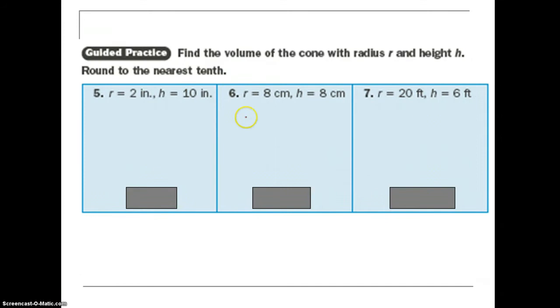Try numbers 5, 6, and 7. You're using the formula for each of them. 1/3 pi times r squared times the height of the cone. Pause the video and solve 5, 6, and 7.